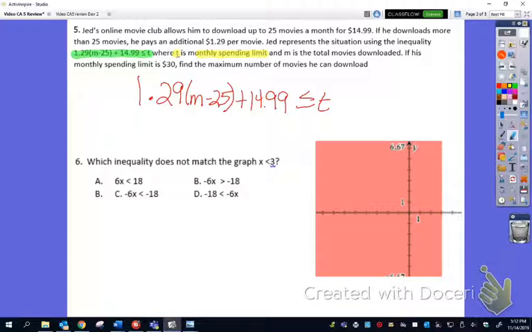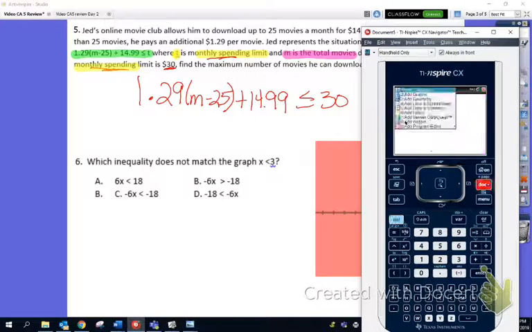And m is the total movies. Now look what it tells me. This right here, what is 30? 30 is monthly spending, which is this one. So it goes in place of T. So right here, the T, I'm going to erase T, and in the place, I'm going to put 30. Then I can graph that.